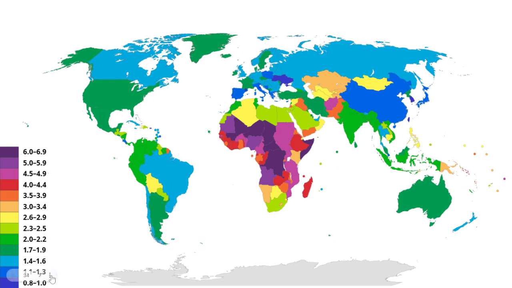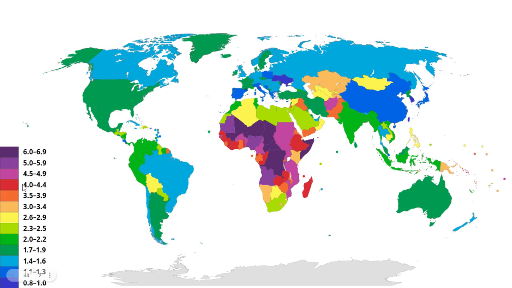Compare that to countries that are dark blue, or almost purple again, which makes no sense. Again, I don't know who made this map, but they're bad. Dark blue, so basically you've got China and Ukraine. They have low fertility rates.